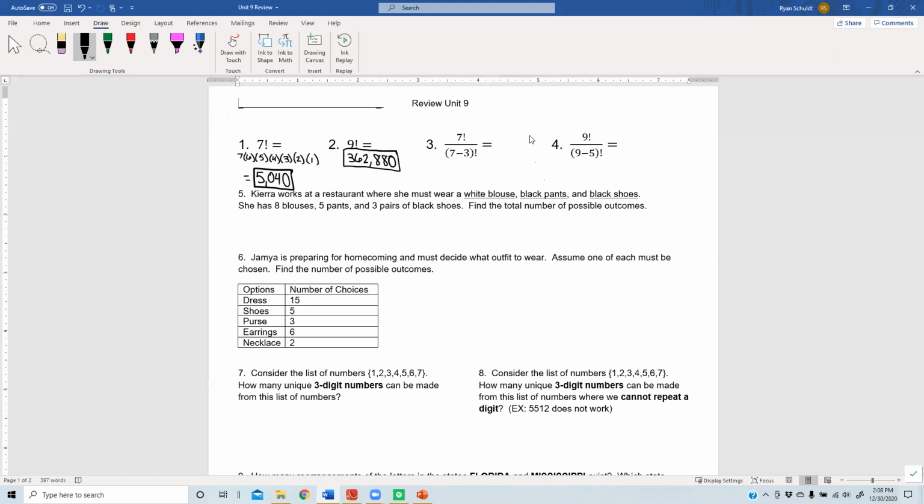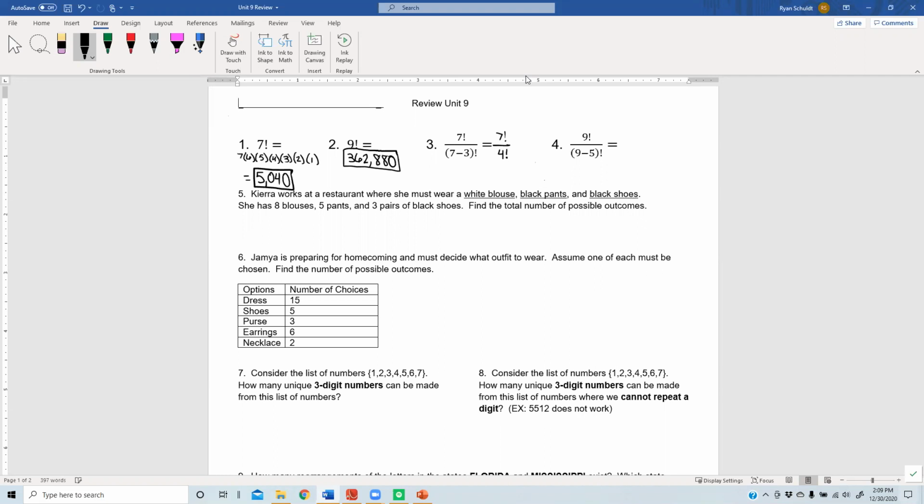Okay, the next one. There's 2 different ways you can do this. I'm going to actually break these up. I'm going to work 3 one way, 4 another way. But that's just so you can see each way. Number 3. This is 7 factorial divided by, well, what is 7 minus 3? It's in parentheses, so we can do it first. 7 minus 3 is 4 factorial.